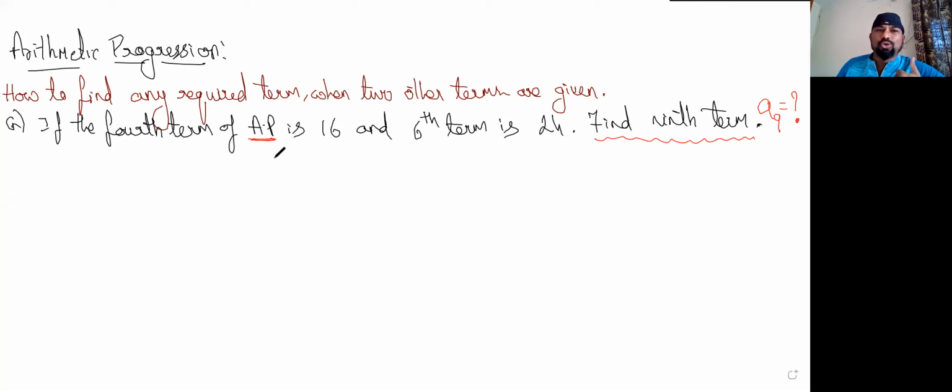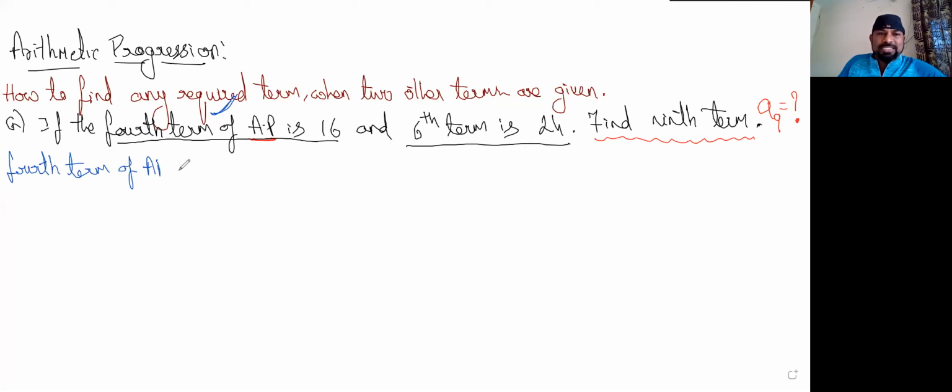And what is given to you? The fourth term is given and the sixth term is given, and he is asking us to find the ninth term. So what is the procedure? Now let us go according to the sentence. First, what he has given: the fourth term of the AP is 16. How much is the fourth term?